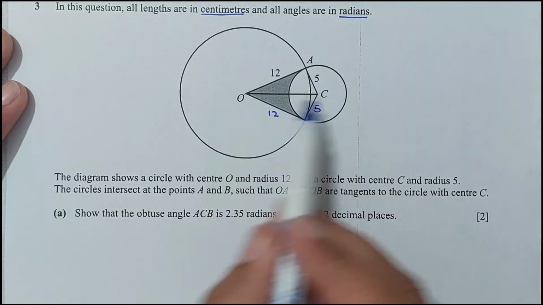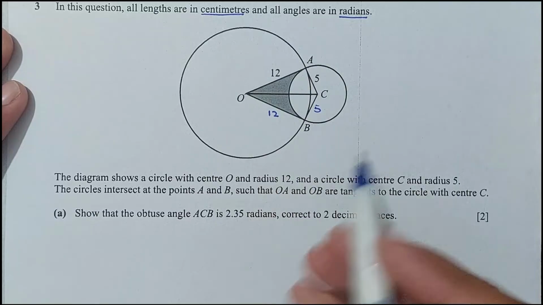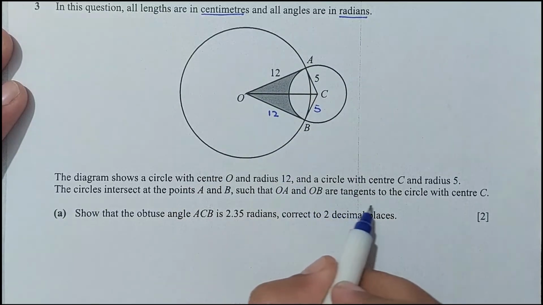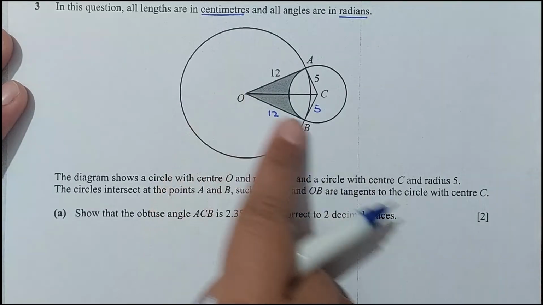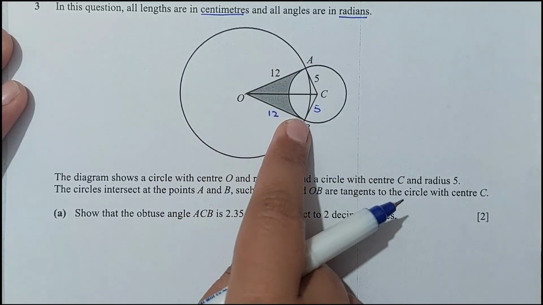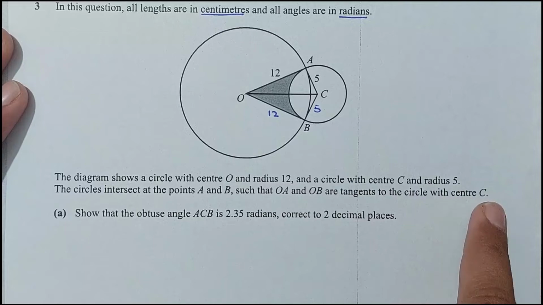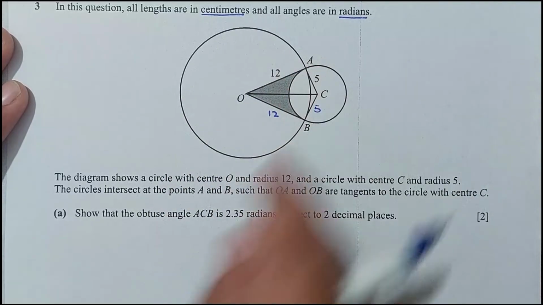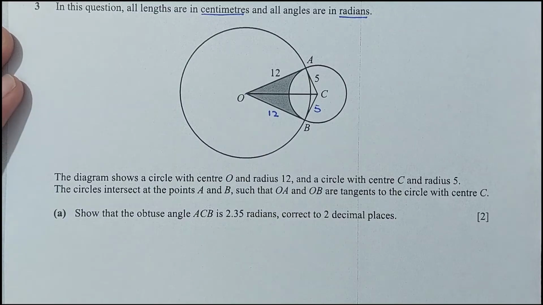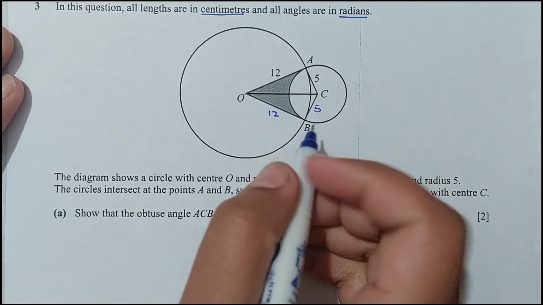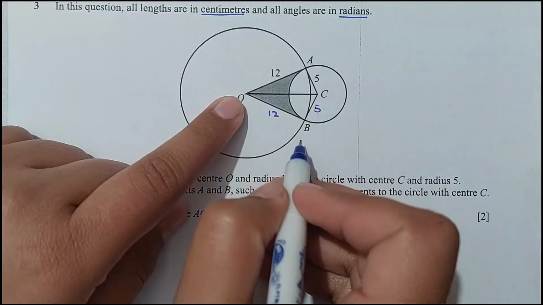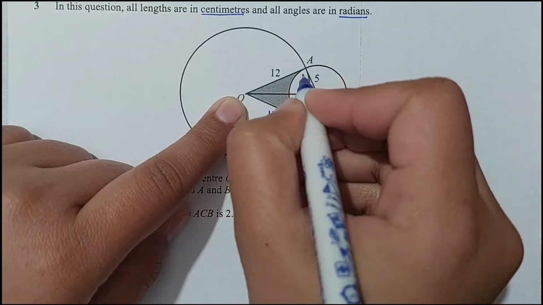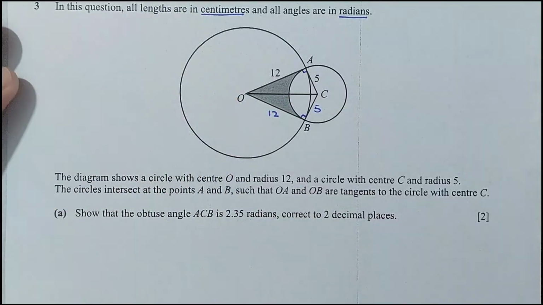So the two circles intersect at the points A and B such that OA and OB are tangents to the circle with center C. These two lines are tangents to the circle with center C. And we know that a tangent is always perpendicular to the radius. So OA is the radius, OB is the radius. So this is the tangent, this is perpendicular and this is perpendicular.